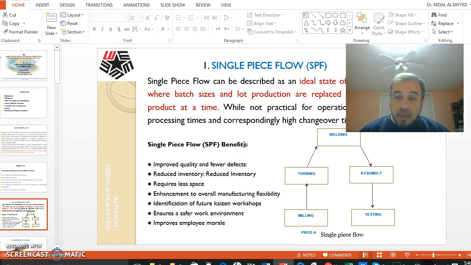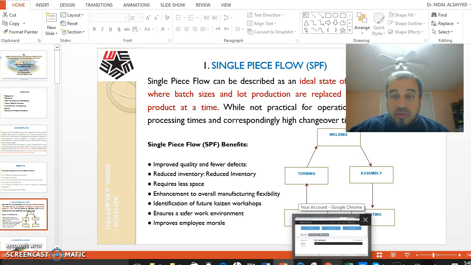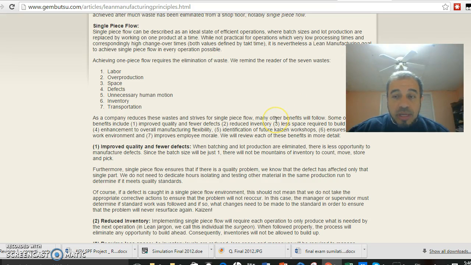When we talk about single piece flow, just a quick overview, as we've seen in our reports. Single piece flow can be described as a state that is the most efficient in manufacturing. Batch sizes and lot productions are replaced with single piece flow. Single piece flow means working on one product at a time.